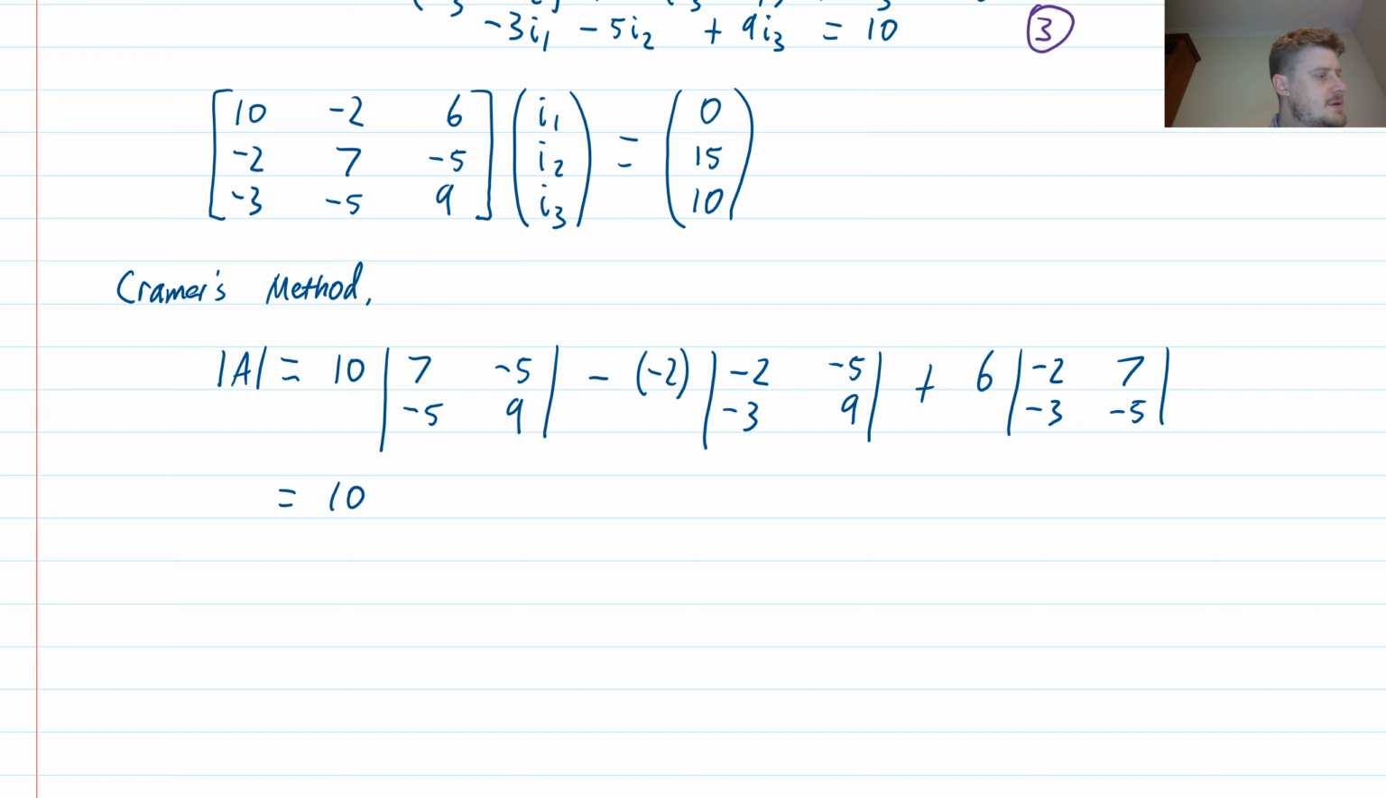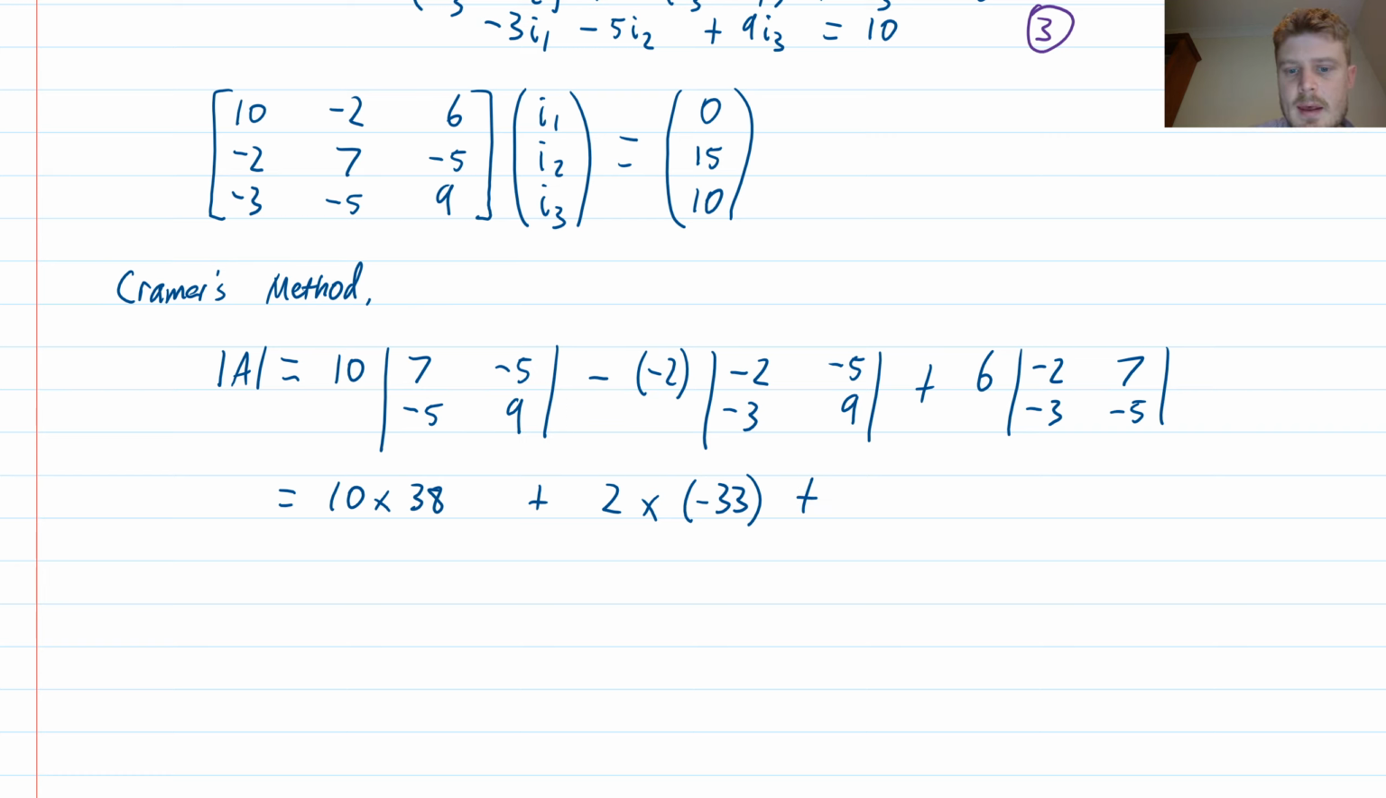For these 2x2 determinants, I will basically just type it straight into my calculator. So this one is 10 times, and then I'll just multiply this out. So this is 7 times 9 minus the product of the two negative 5s, two 5s will be 25, so that one is 38. Then I will have plus 2 times, let's type this one out, so it's negative 2 times 9 minus 3 5s is 15. So that is negative 33.